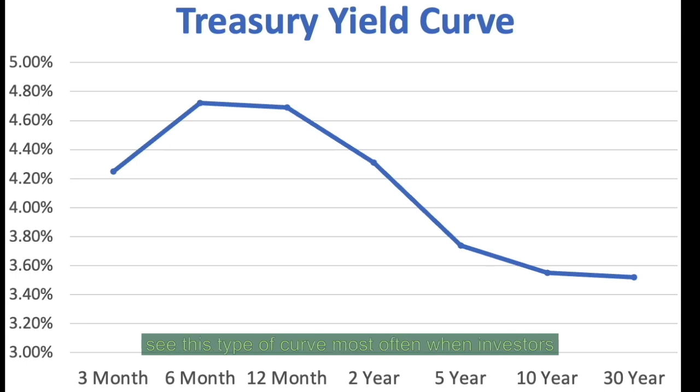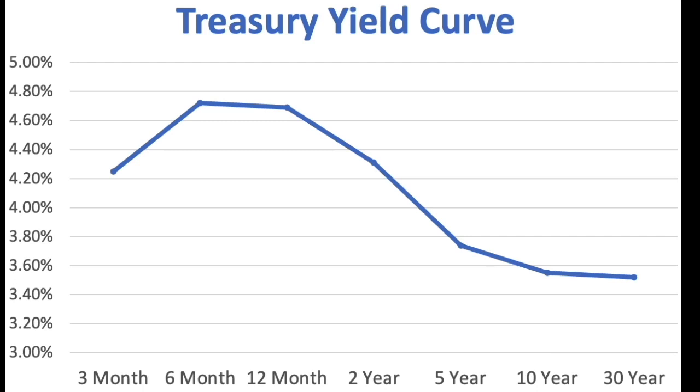We see this type of curve most often when investors believe that rates may begin to fall in the future, and they are consequently comfortable locking in a lower rate for a longer maturity. As demand for these long-term bonds goes up, the price goes up accordingly. Because a bond's yield is inversely correlated to its price, the yield curve inverts.